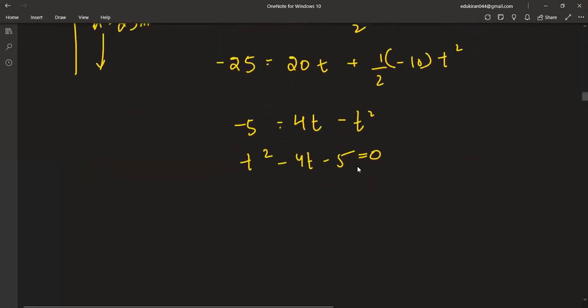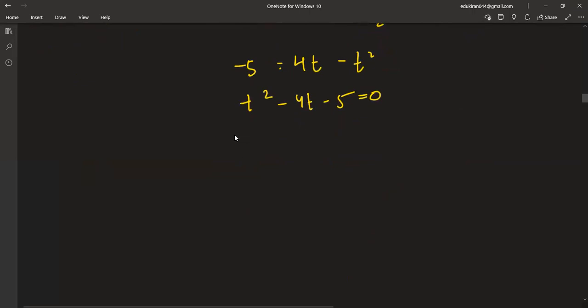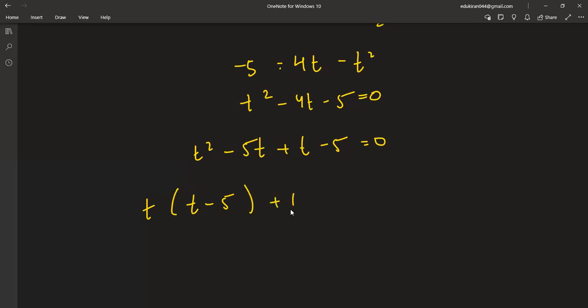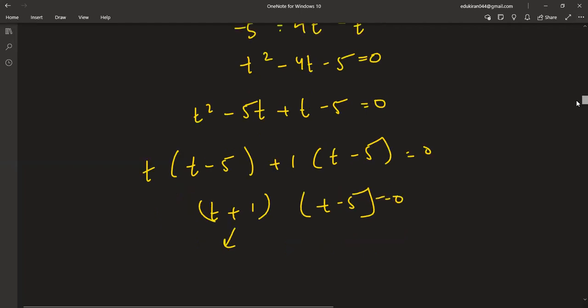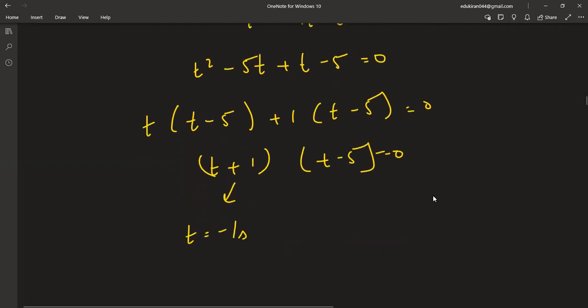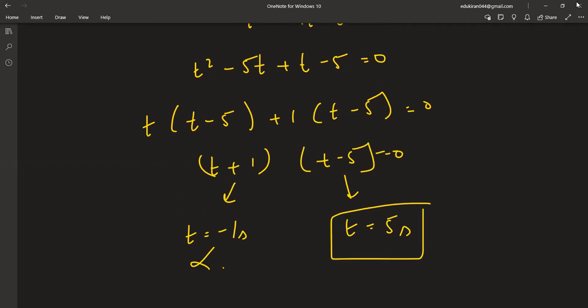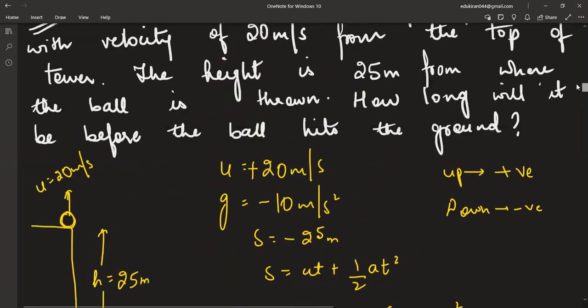Now using splitting the middle term, we can solve this. t square minus 5t plus t minus 5 is equal to 0. So we take t common, t minus 5 plus 1. Then we take again from here t minus 5 is common. So t plus 1, t minus 5 is left. If we consider this from t plus 1, this becomes minus 1 seconds. And if we take this, this becomes plus 5 seconds. So obviously time cannot be negative. So our final answer is 5 seconds. Means it will take 5 seconds for it to turn.